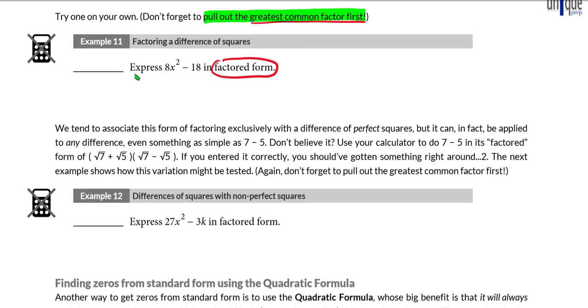So in example 11, that's what we want to do. We can see that there is a 2 common to both of these terms, 8x squared and 18. So I'm going to pull the 2 out first. I'll write it over here. So we've got 2 times 4x squared minus 9. Distributing that 2 back through, that's 8x squared minus 18. Yes, that's correct. And now it should be clear that we have a difference of squares.